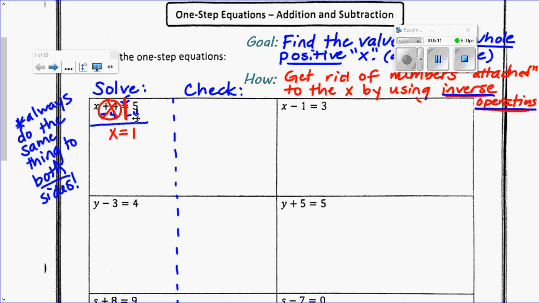Again, you have to trust me that it works quickly for these easy problems, but once you deal with some negatives or some fractions or two steps or multi-steps, it's not going to be that easy. So we have to know, like I said, the fundamentals. Okay, the check is to check our answers.